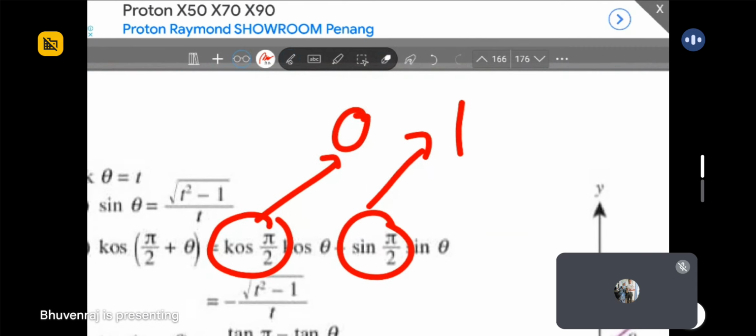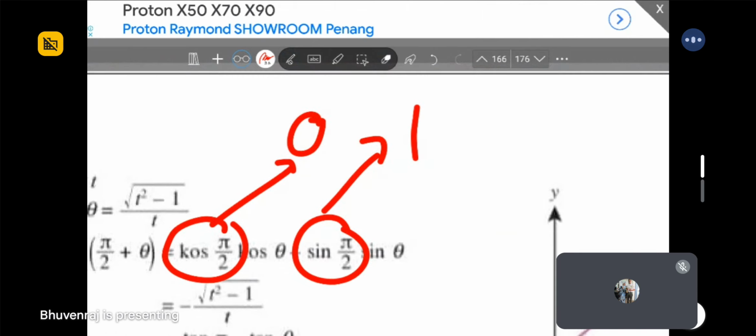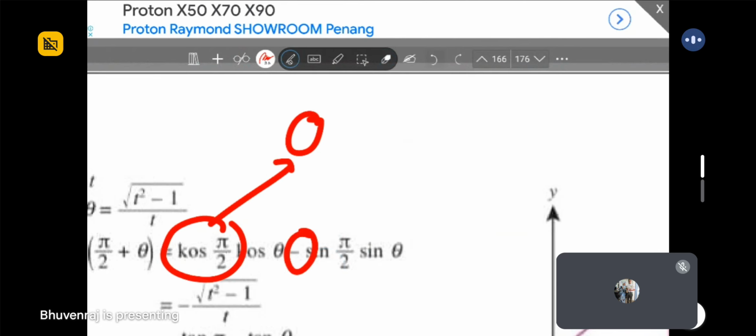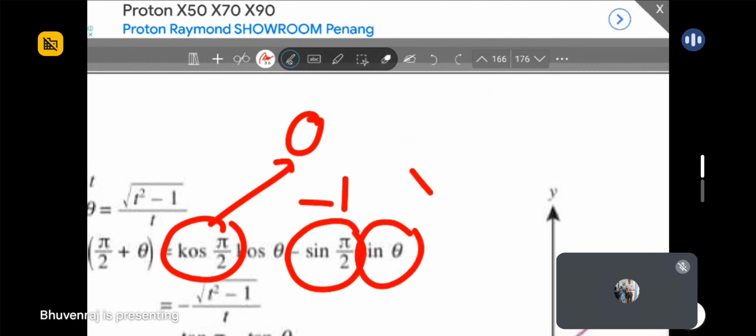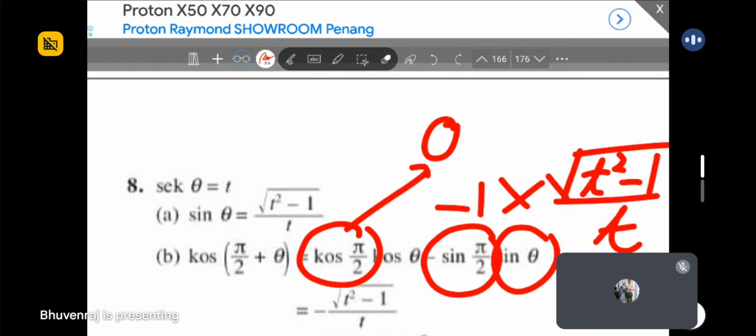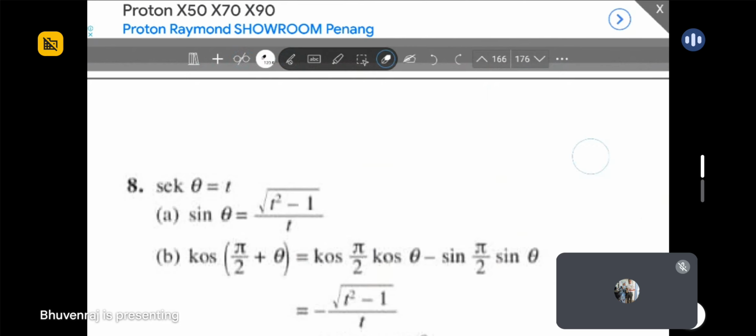So sin theta, you just substitute with square root of t square minus 1 over t. And then remember guys, there is a negative symbol over here. So your answer will have negative 1, and this whole thing is negative 1 times sin theta, which is square root of t square minus 1 over t. The other part, you times these two answers, this whole thing is 0. So lower kosong. That's why your answer is this one. Are you clear guys? Boleh dapat? Very easy lah.